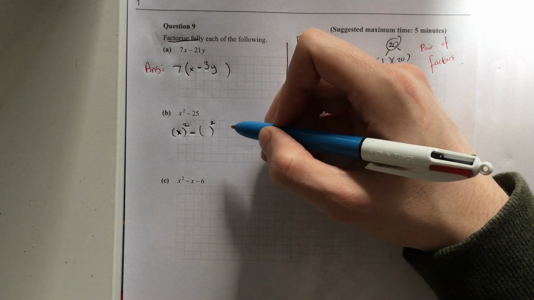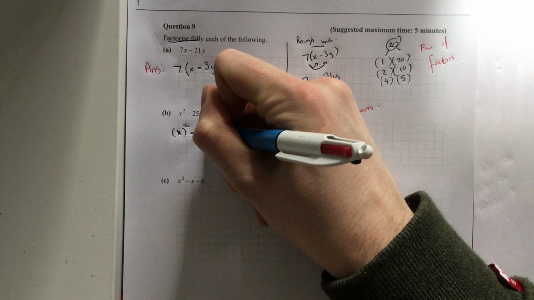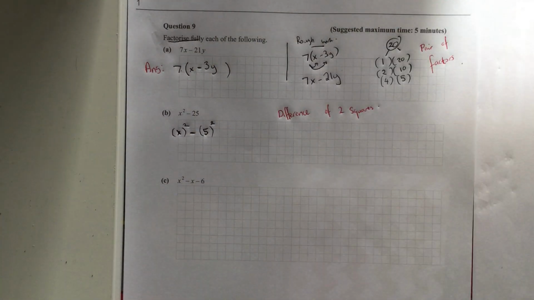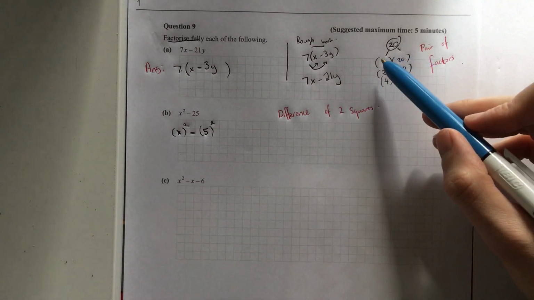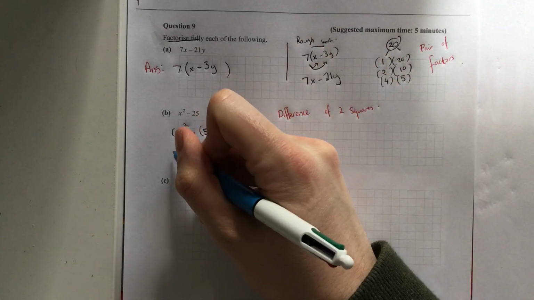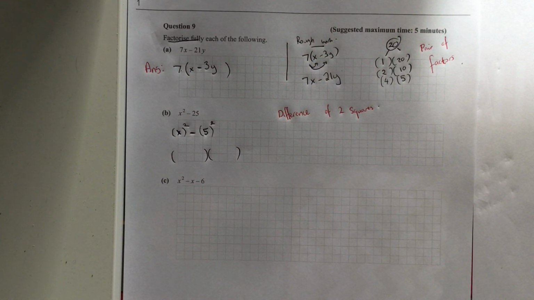So if I think about my times tables, what number multiplied by itself gives me 25? It's 5. I have now solved the first part of this factorization process. I now need to rearrange this as a pair of factors. So to rearrange as a pair of factors, my answer should look something like this. I'm going to have a bracket and a second bracket, and they're going to be multiplied by each other.